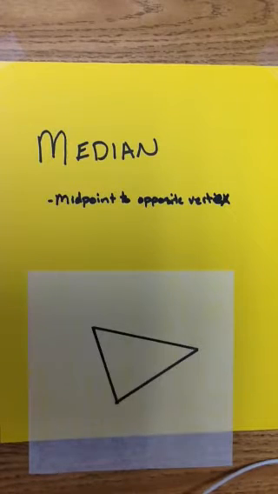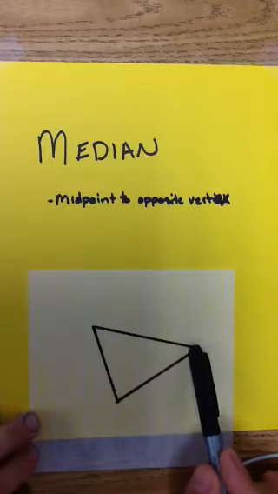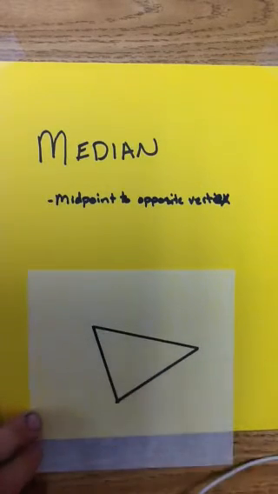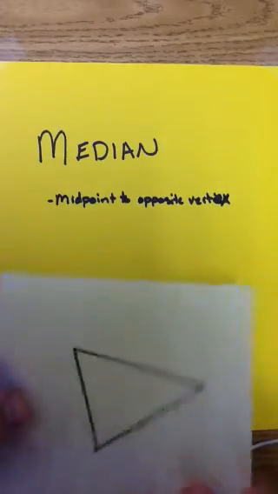The important part about a median is it goes from the midpoint of the segment of a triangle to the opposite vertex. So right now if I want to draw a median going across my triangle in this direction, it would go from this vertex to the midpoint of this side. Since we've drawn our triangle on patty paper, it's real easy to find the midpoint.